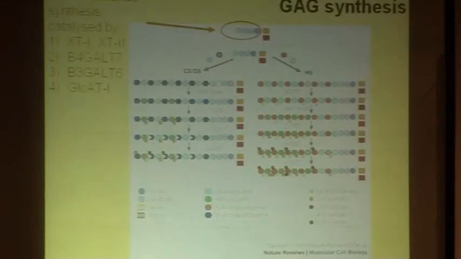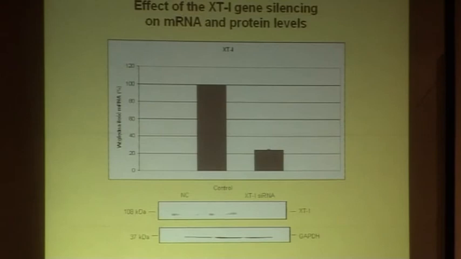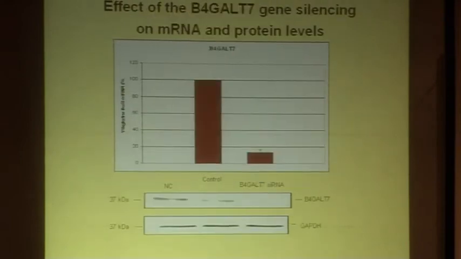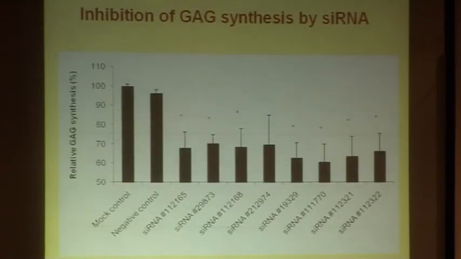And we were able to slow down the production of enzymes. Yeah. And then we also observe decrease in GAG synthesis using this RNA interference.